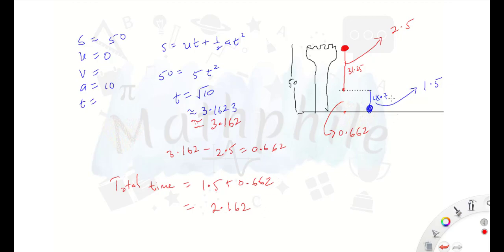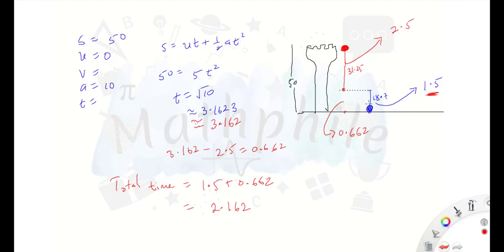So the total time for the particle to be in motion when this hits the ground is going to be 2.162. The reason I'm doing this is that I already know that when the red particle was in motion, this particle has traveled 1.5 seconds already. Now the rest of the distance is small, and when this particle gets to the ground, it should have covered 0.662 seconds. So at that time, this particle is still going up.